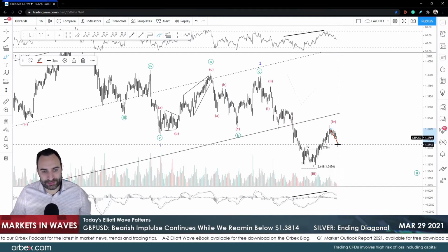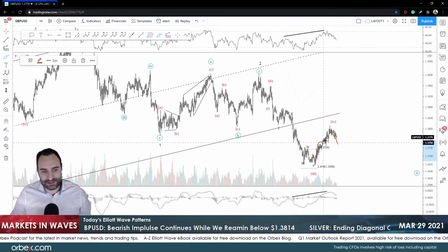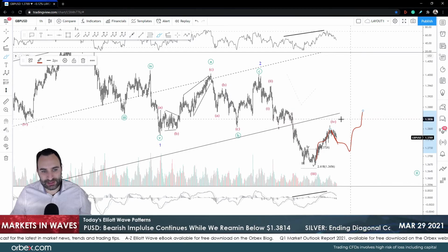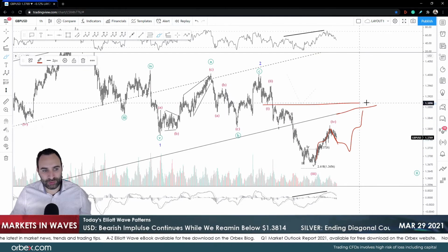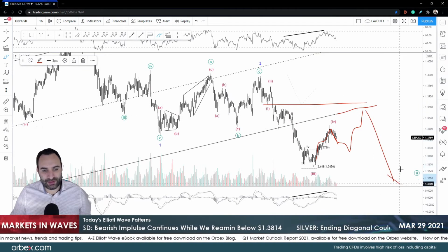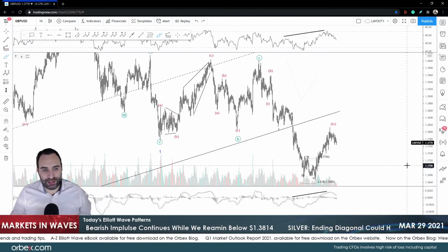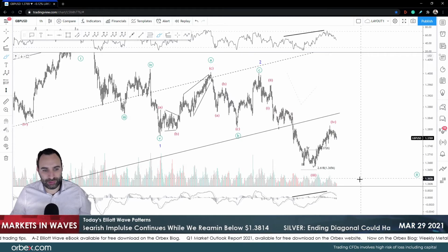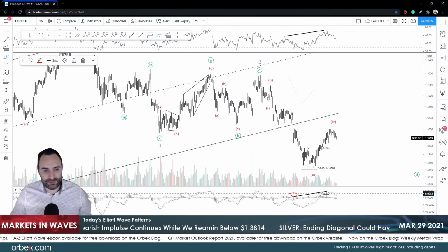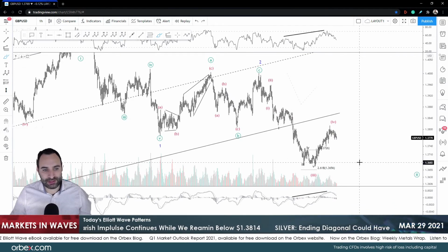So it could be a case that this is ABC, ABC, ABC, and we get up here and don't cross above the 138.97, and then we'll move all the way down. But here's where I'm looking, and that makes me a bit more bearish than bullish: this divergence over here on the RSI and on the MACD as well.